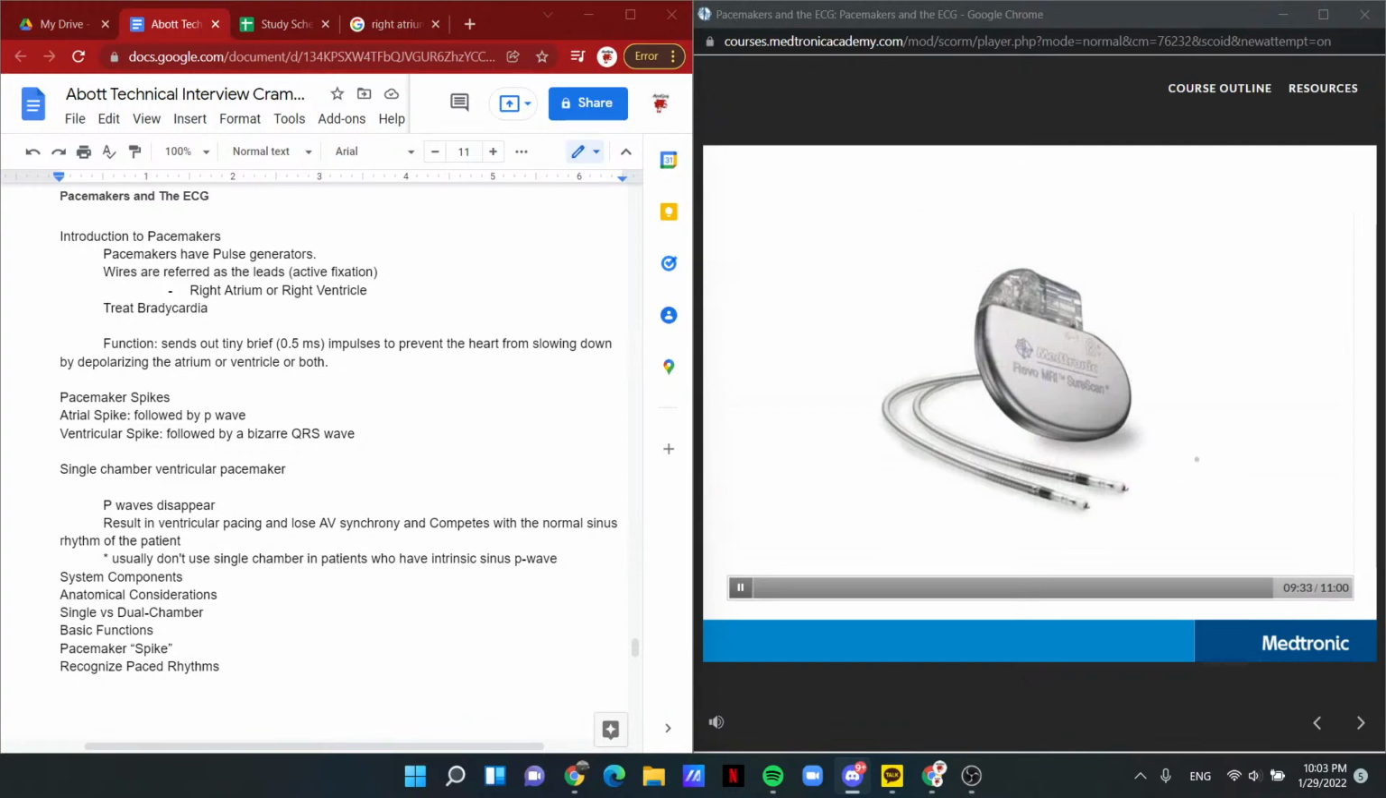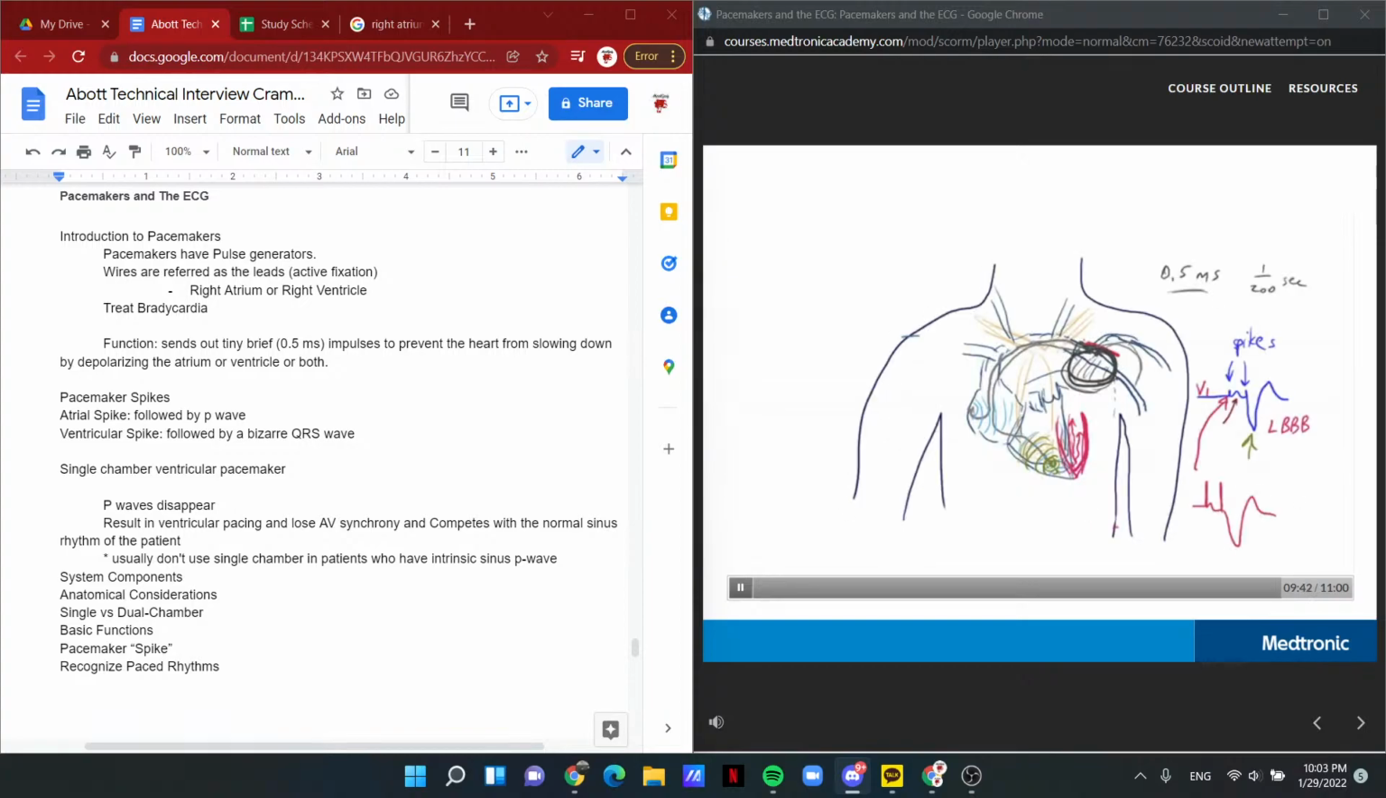In summary, permanent pacemakers are electrical devices used to treat excessively slow heart rhythms. They consist of the pulse generator and the leads. The leads are inserted through a vein and are attached to the inside of the atrium and the ventricle and connected to the pulse generator, which is implanted in the tissues below the skin. Pacemaker activity on the ECG is recognized by the presence of pacemaker spikes. Atrial spikes are followed by P waves, and ventricular spikes result in a wide-paced QRS complex.